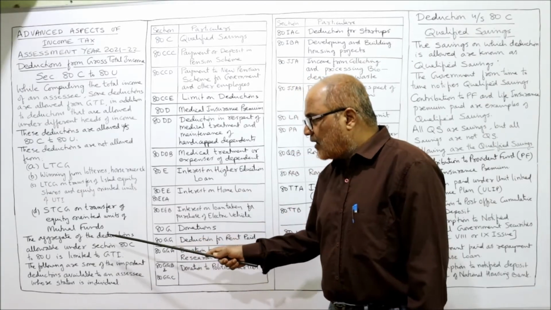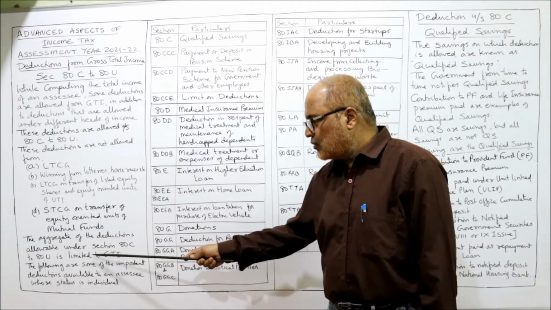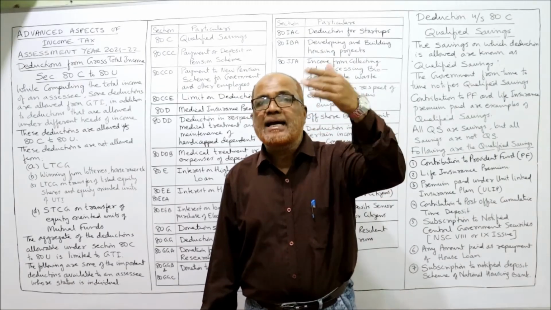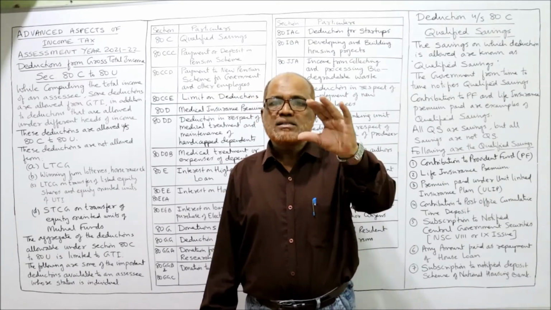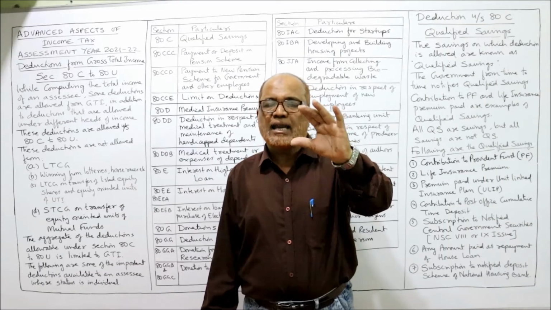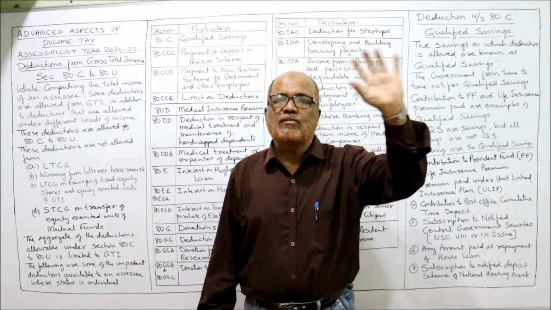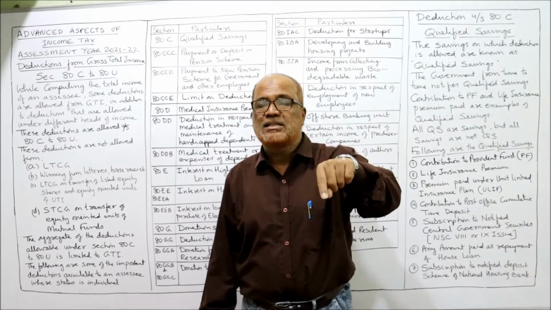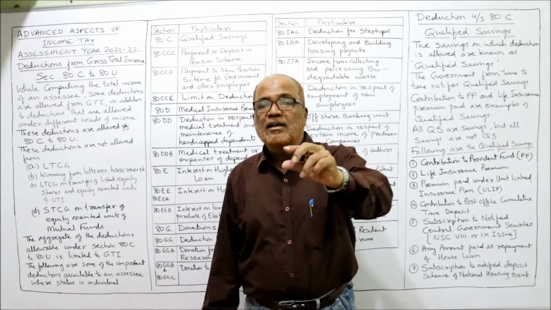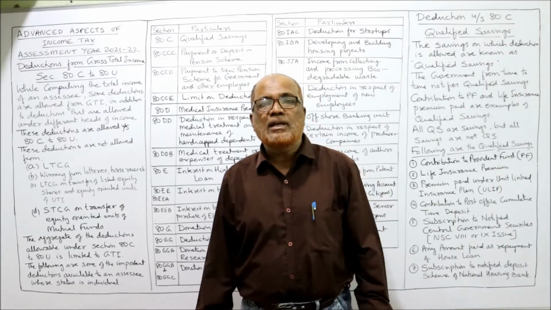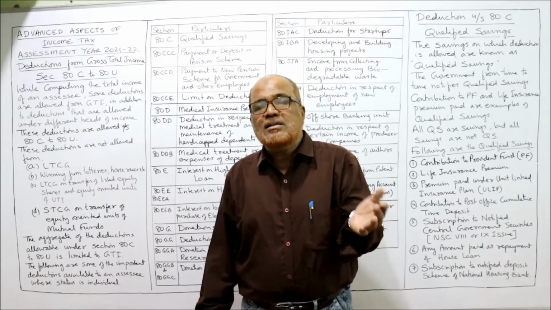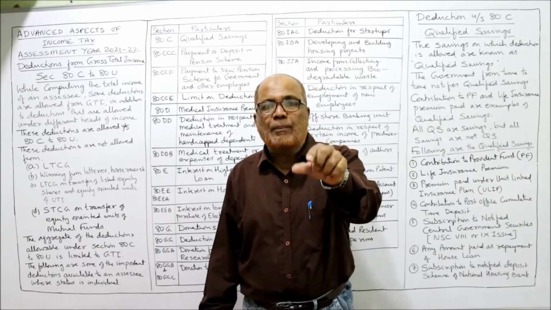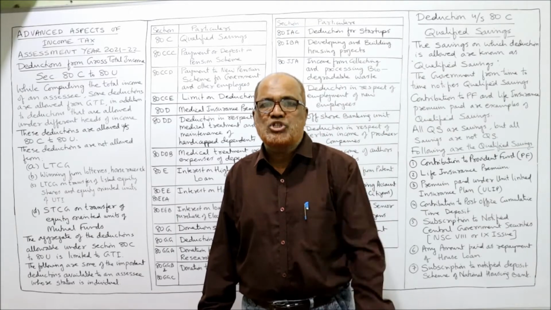Now, the aggregate of deductions allowable under section 80C to 80U is limited to GTI. That means the deduction should not exceed the GTI. The maximum deduction which an assessee can get is up to the amount of GTI. If deductions exceed it, total income will be negative, and the Income Tax Act says total income should never be negative. So give the deductions only up to the maximum extent of GTI.